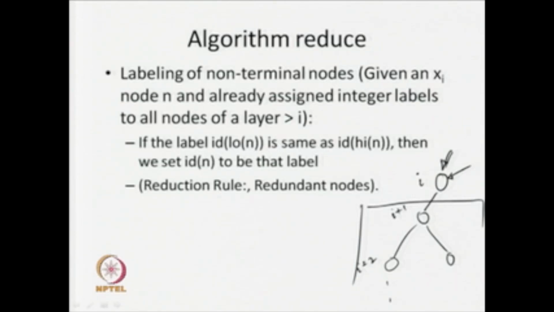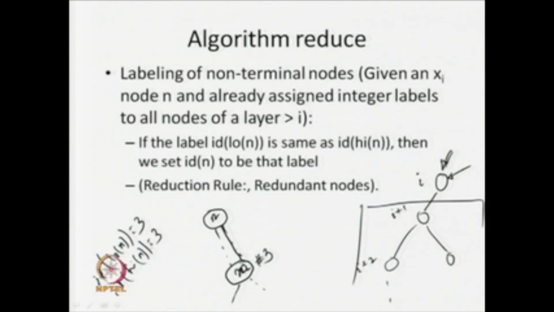If the label ID of low n is the same as ID of high n, then we set ID of n to be that label. That means, if I have a particular node n, with low and high both going to one particular node, say m, say ID of low of n is equal to 3 and similarly ID of high of n is equal to 3. If both are the same, then we give the same label to this node. So, I can say that this is also labeled with 3.